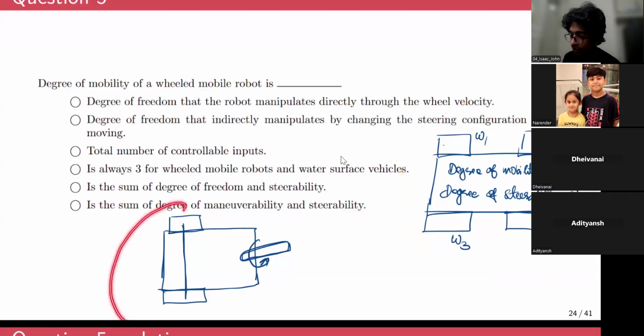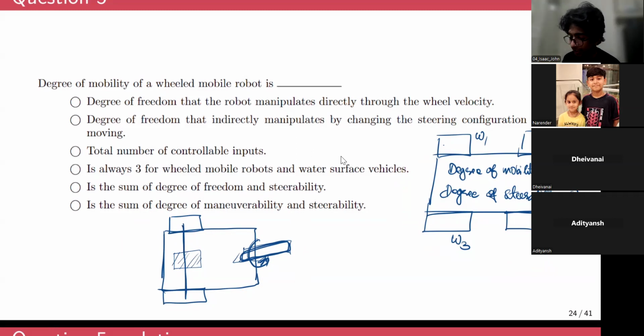But in case of an auto rickshaw, or in case of a tricycle, these 2 wheels are basically coupled. The rear 2 wheels are coupled by a single prime mover or a single motor, like so, right? But the front wheel, we are not powering the front wheel. We are only steering the front wheel, right? We are only giving one input to the front wheel just for steering. We are not giving any velocity. We are not giving any active velocity to the front wheel.